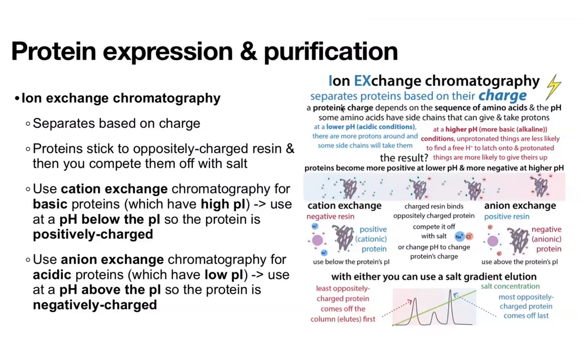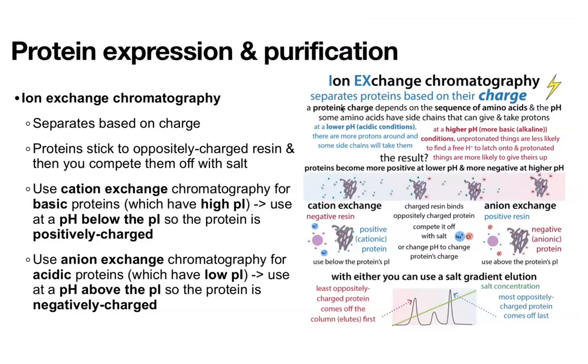So we can get our protein to stick to negatively charged resin. Then we let everything else flow through. We start increasing the salt concentration, and the cation in the salt is going to compete off our protein. We're going to exchange our cationic protein for the cation of the salt. So this is cation exchange chromatography.